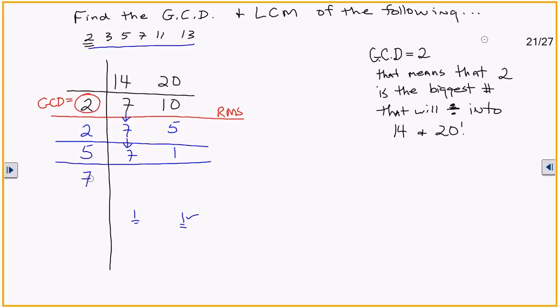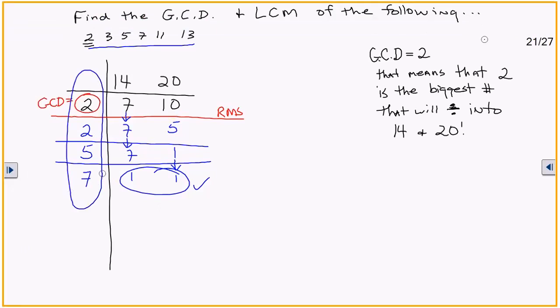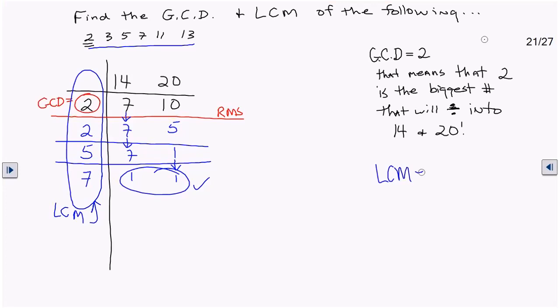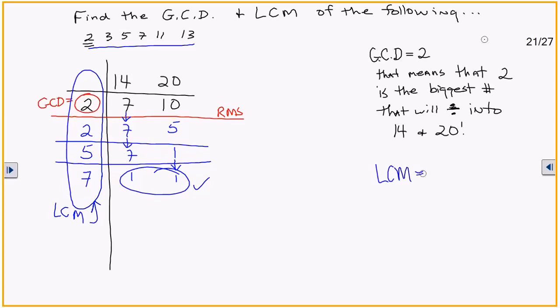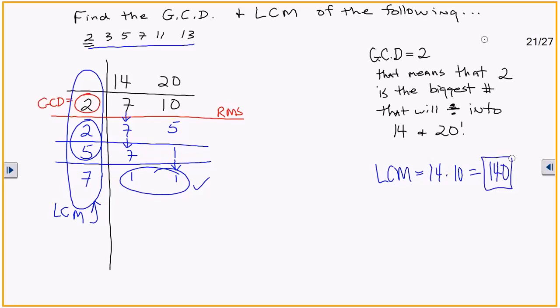7 divided by 7 is 1. Good. And 1 comes down. So I've got my ones. When you get your ones, when you get 2 ones, you have found, and I'll do it in blue, you have found the least common multiple. So our least common multiple is equal to, well, I'm going to multiply this 2 times 5 right here because that's 10, and you can multiply 10 by anything. 7 times 2 is 14, so that's going to be 14 times 10, which is equal to 140. That is my least common multiple.